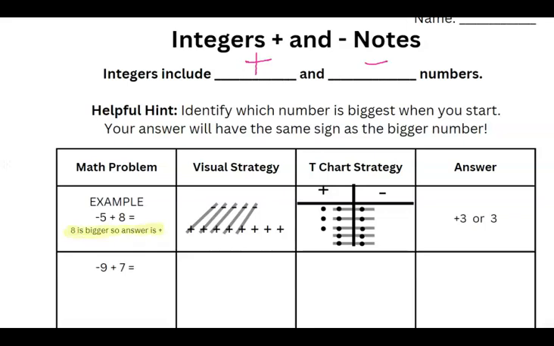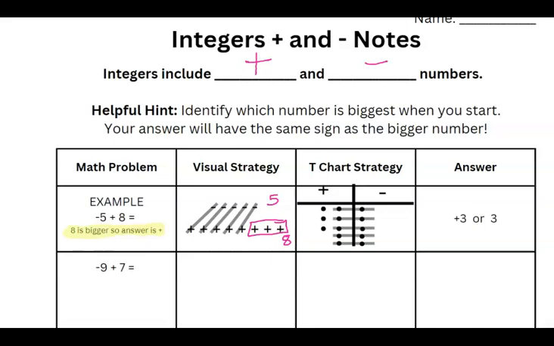When I take a look at the visual strategy, there are 5 negative signs and 8 positive signs, because there is a negative 5, so this is our 5 negatives, and there is a positive 8, and these are our 8 positives. A negative and a positive 1 cancel each other out, so they all cancel each other out and go away, so that all that is left are these 3 positives, which tells me my answer is going to be positive 3.